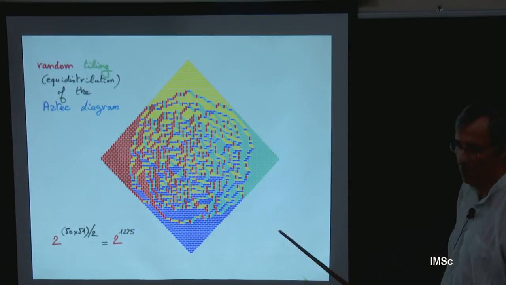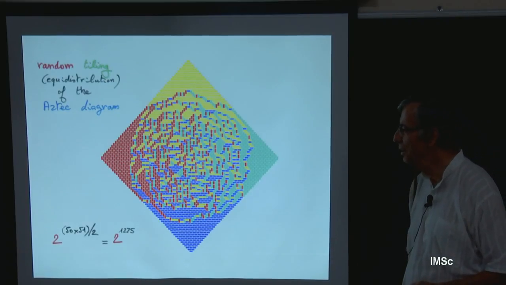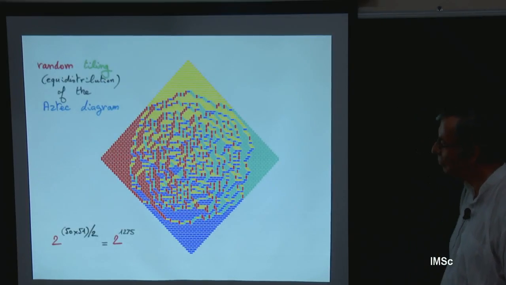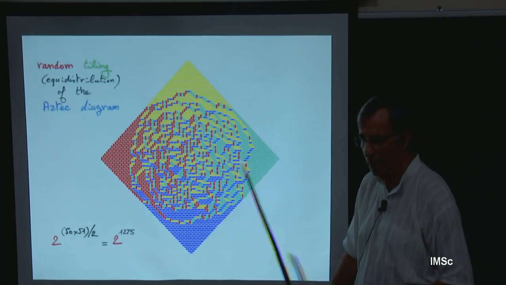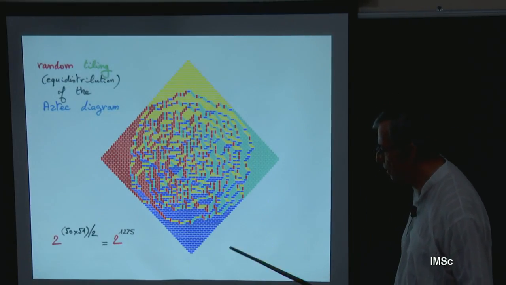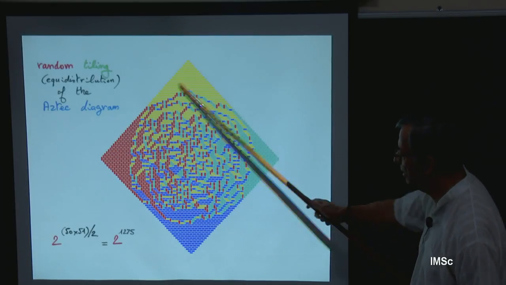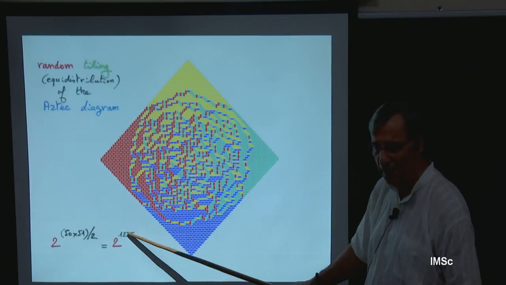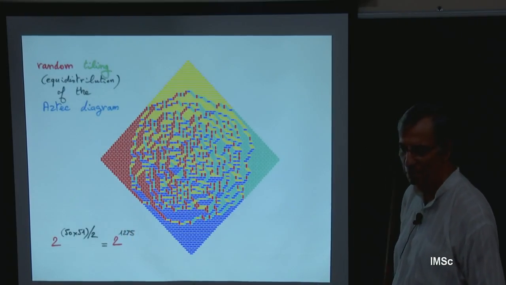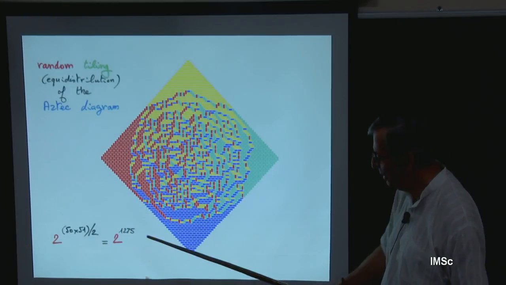So here is what you get when you take a random tiling. Random means the equidistribution. All the tilings have the same probability. So there are 4 colors. I will explain the 4 colors. So this is a random tiling of the diagram of size 50. The number of such tilings is 2 power 1,275. It's beginning to be big.